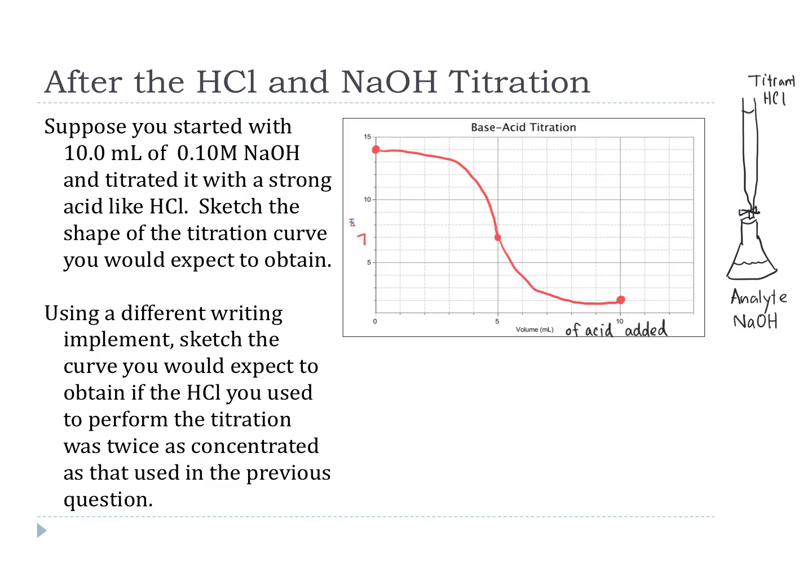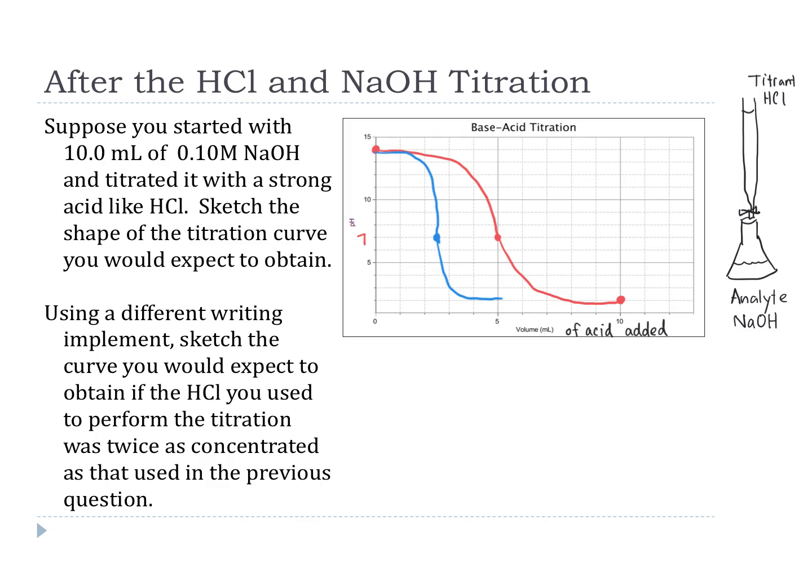So instead of using 5 milliliters to get to the equivalence point, we would only need half as many, or say for sake of argument, 2.5 milliliters of acid to get to the equivalence point. So since there's twice as much acid in every milliliter, we need half as many milliliters of acid to get to the same point. But the curve has the same general shape, kind of flat at the beginning, vertical part in the middle, and then it flattens out again at the end.